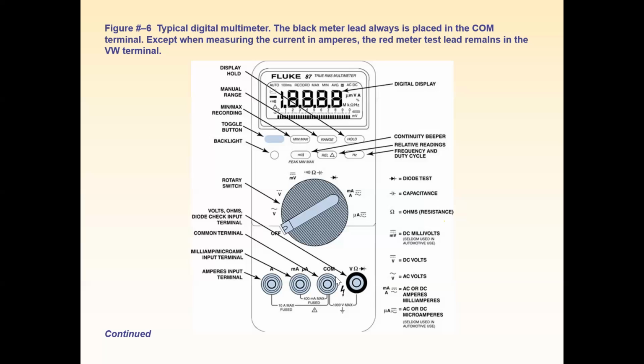Usually the black wire is connected to the common and the red wire is connected to the particular terminal whose value you have to determine. If you want to measure voltage, you have to place the red wire in the voltage terminal. If you want to measure resistance, you place the red wire in this terminal. If you want to measure current in milliamperes, you connect the red wire in this section. If you want to measure current in amperes, you put the red wire in this terminal. So in this way, we can use a multimeter for measurement of current, voltage, and resistance.